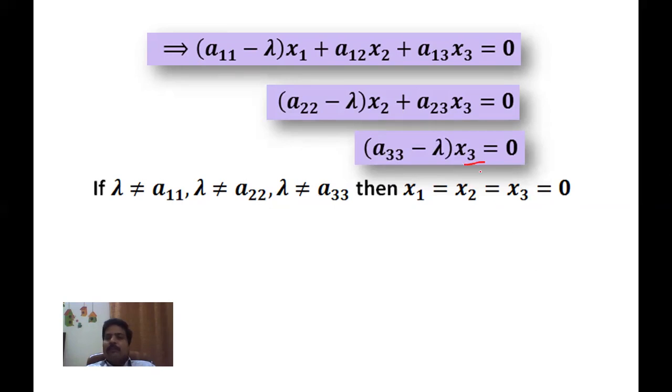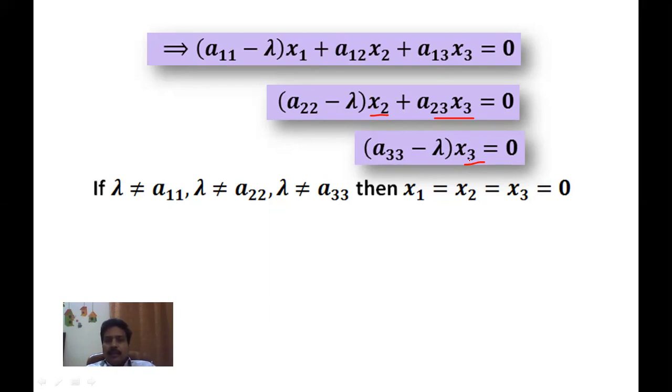This must be 0. If this is 0, then this part is 0. And if a22 is not equal to lambda 1, this is not 0, then this must be 0. x2 must be 0. Since this part is 0 and this is not 0, x2 must be 0.